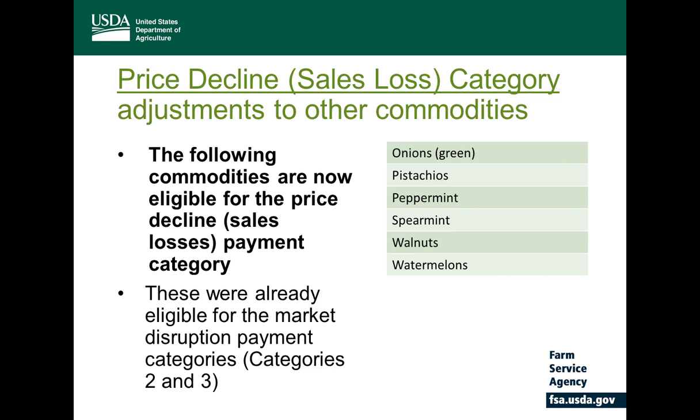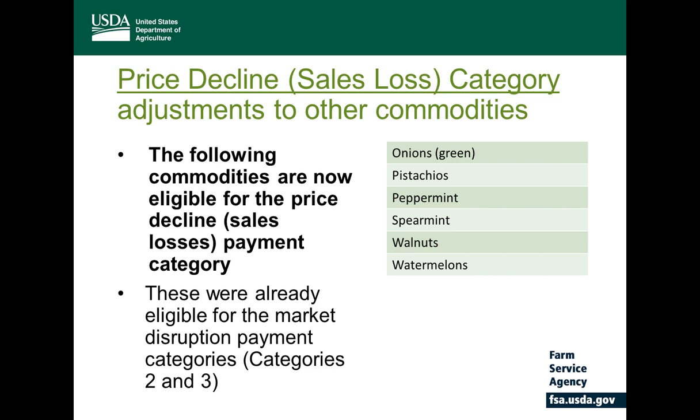As Latrice said, I'll go over just a few highlights of some things we've added to CFAP. The first slide you're seeing is commodities that were previously eligible under buckets or categories 2 and 3 that now qualify under the price decline or sales loss category. You can see we have the onions, the green onions, pistachios, peppermint, spearmint, walnuts, and watermelons.